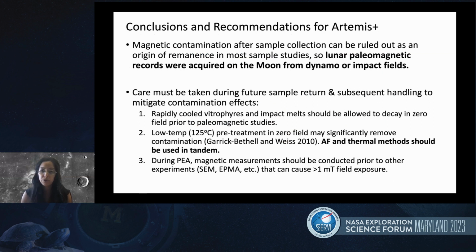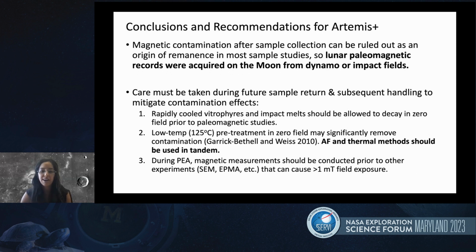That means that the lunar paleomagnetic records that we are seeing were in fact acquired from the moon. Now, in this particular study, we are not endeavoring to distinguish between the dynamo field hypothesis or the more recently proposed impact-generated magnetic field hypothesis, but we can say that we didn't do it here on Earth or in the spaceship. And what I'm going to say is some recommendations for Artemis and other future lunar sample return missions.